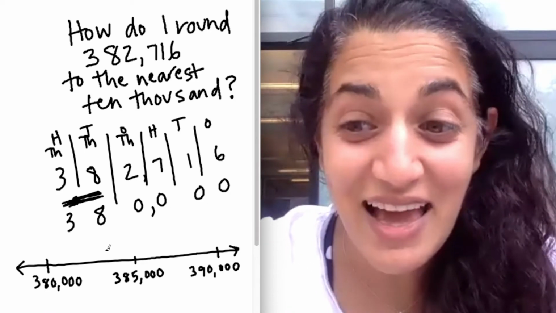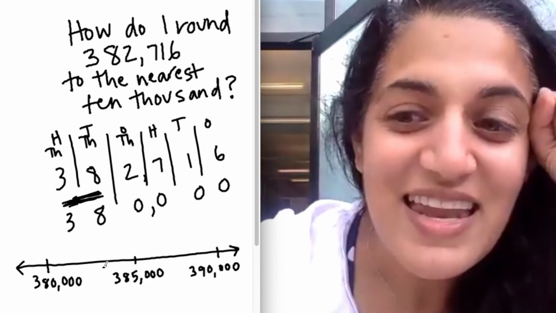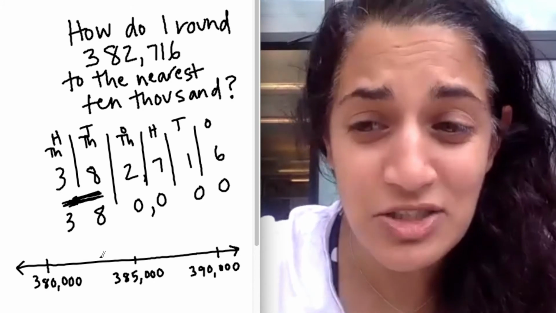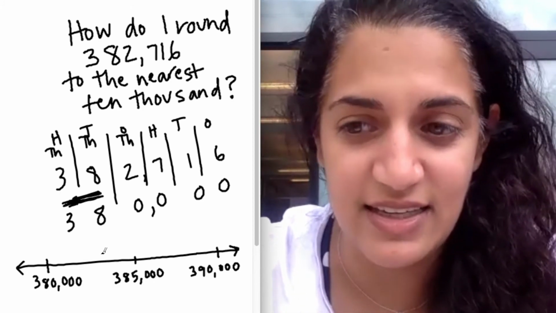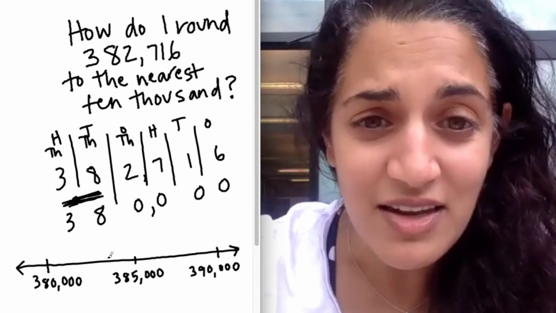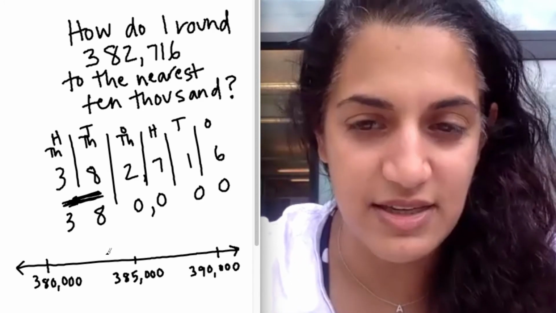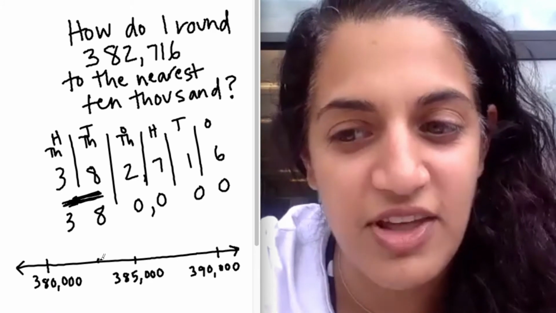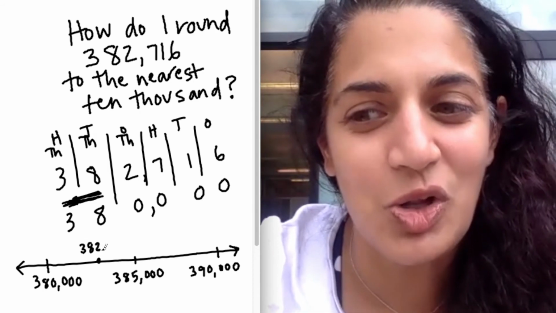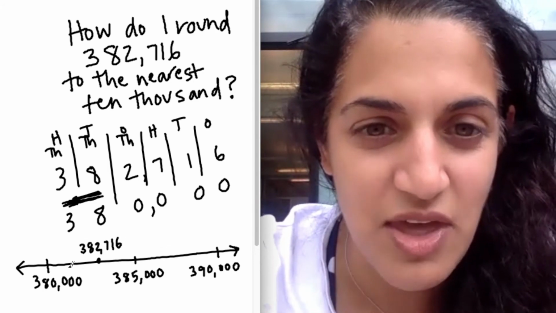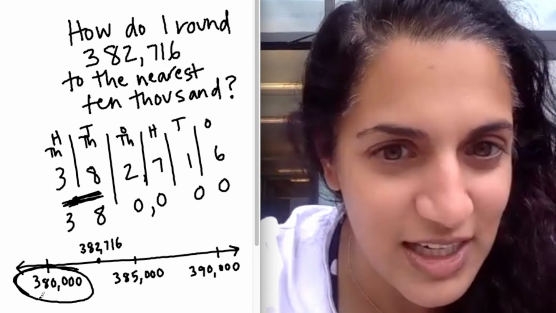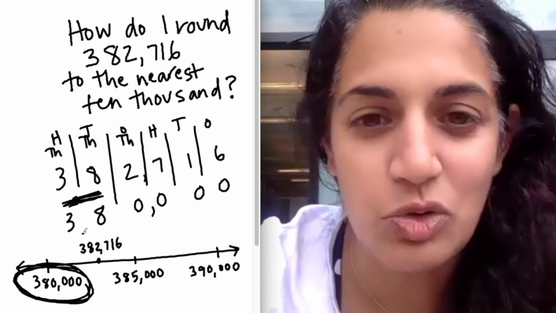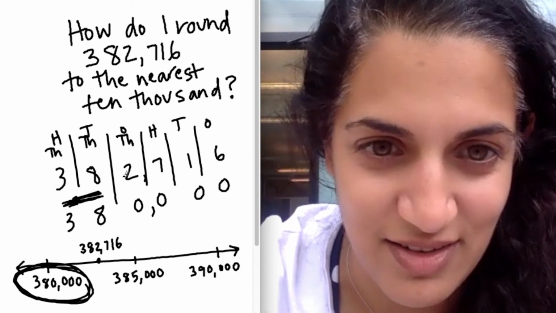Now we're on to the last step. Okay. Now I can think about where my number goes. So 382,716. That's lower than 385,000. So it is going to go on the left side of the halfway, okay, which means it's closer to 380,000. So that must mean 382,716 rounds to 380,000. Whoa!